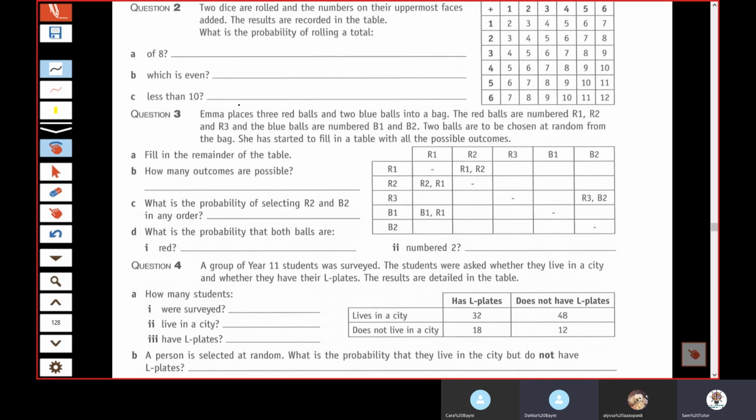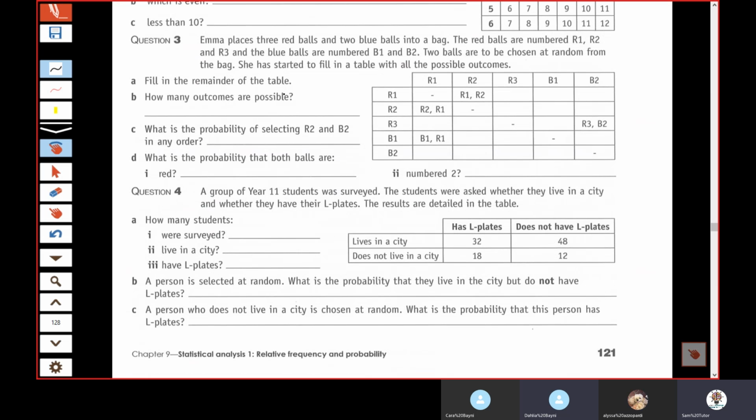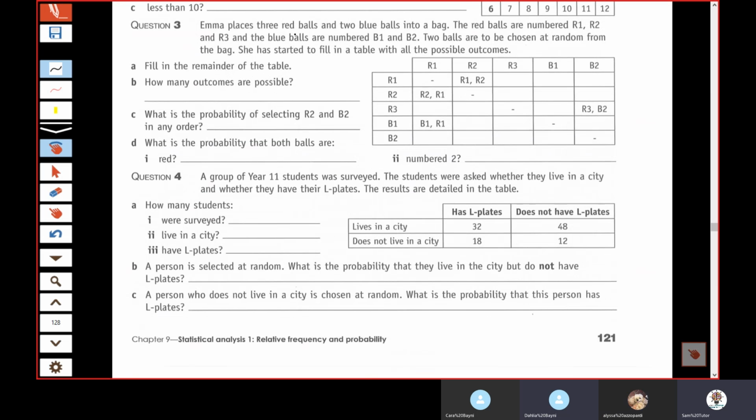Let's say question 3. Emma places 3 red balls and 2 blue balls in a bag. The red balls are numbered R1, R2, R3, and the blue balls are numbered B1, B2. The 2 balls are to be chosen at random from the bag. She has started to fill in the table with all the possible outcomes. So of course, fill in the remainder of the table.